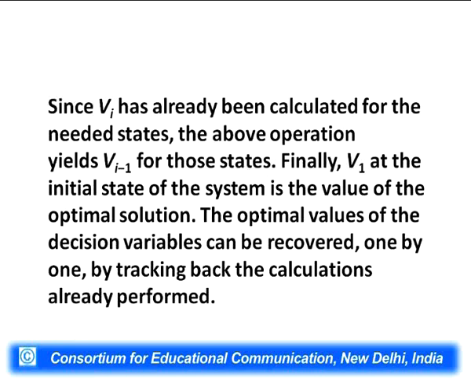So, V1 at the initial state of the system is the value of the optimal solution, which we are looking for. The optimal values of the decision variables can be recovered one by one by tracking back the calculations already performed. So, we have performed the calculations prior to starting the calculations on the main problem, and we have discussed Vi and V(i minus 1) also. So, this gives us the optimal values of the decision variables, which can be recovered by tracking back the calculations already performed.